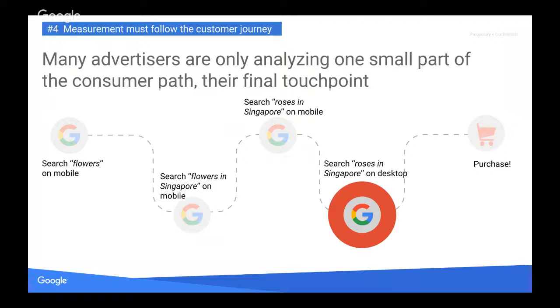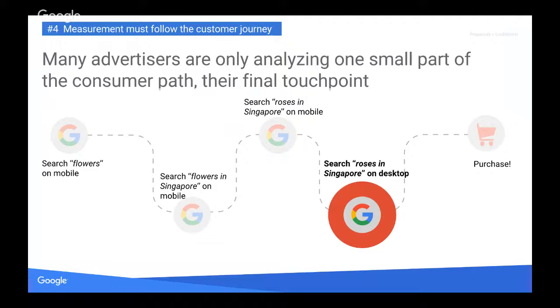And later on he found that, I think I'm going to buy flowers for my girlfriend actually. So he's going to type in roses in Singapore on his mobile itself. And last but not least, once he has identified that particular florist, he decided to convert on desktop itself. So that's why he searched roses in Singapore once again on desktop, and then clicked on that particular link and converted eventually.